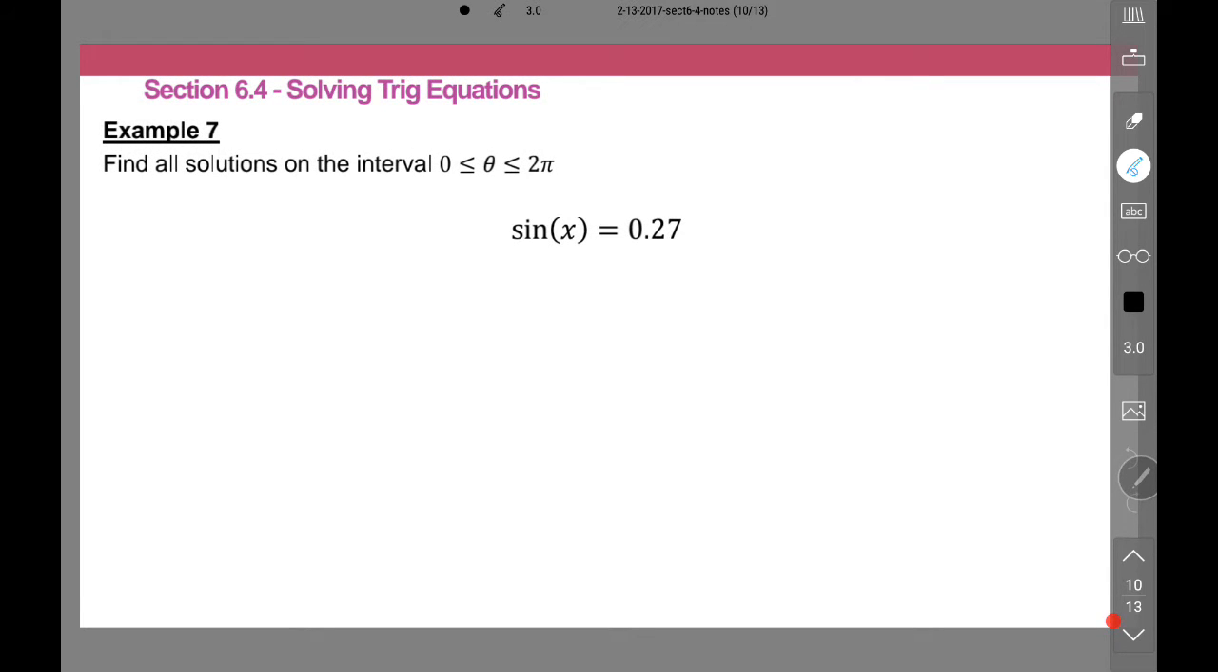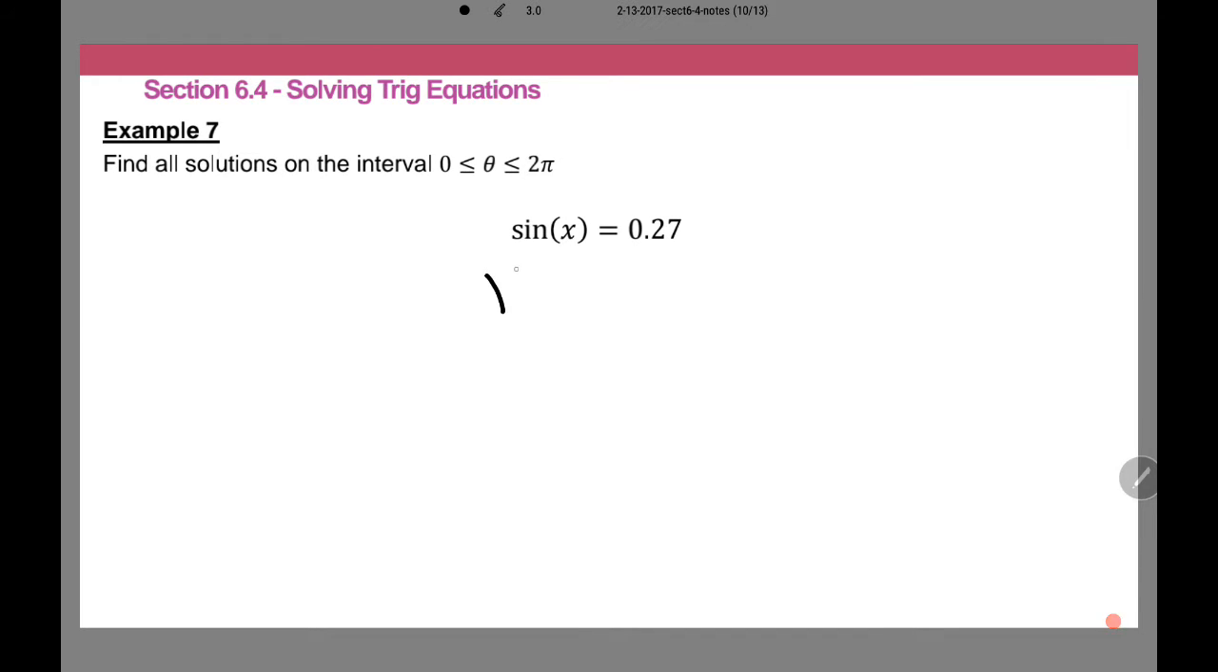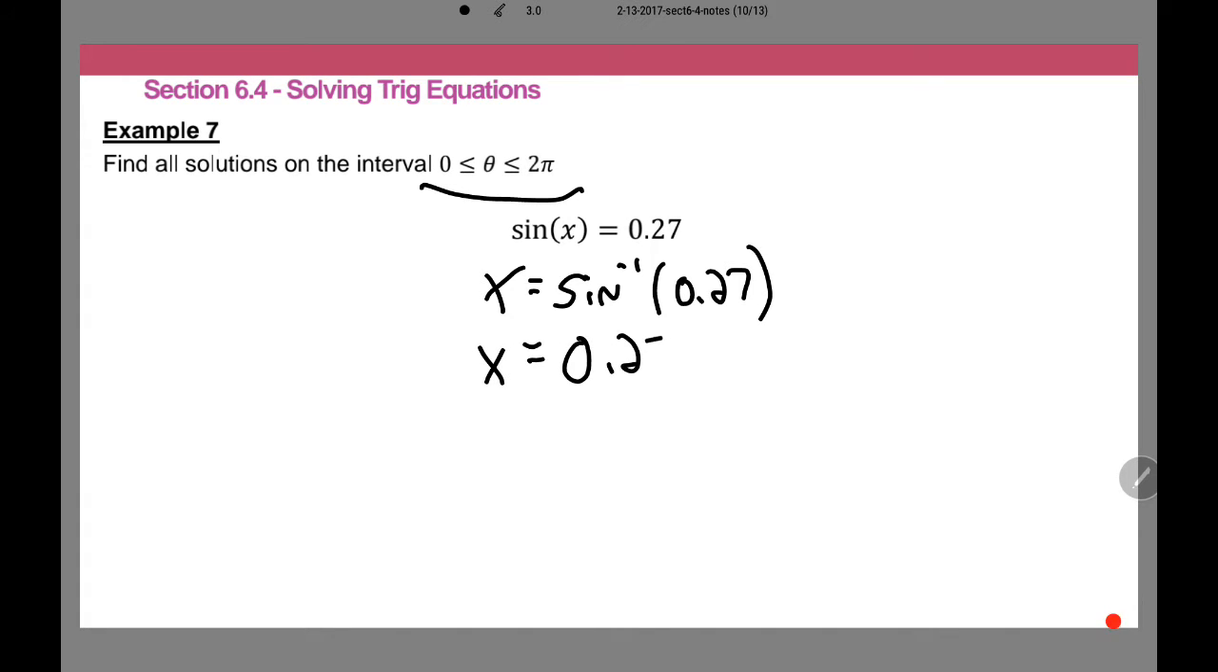Sometimes we'll be asked to find solutions between 0 and 2 pi, and it's not on our unit circle. So this is straightforward. I don't have to solve anything else to find what the sine of x equals, because I'm told the sine of x equals 0.27. So I just need to do x equals the sine inverse of 0.27. Now if you type that into your calculator, we've been doing radians here, so make sure you're in radian mode. x will equal 0.2734 radians approximately.